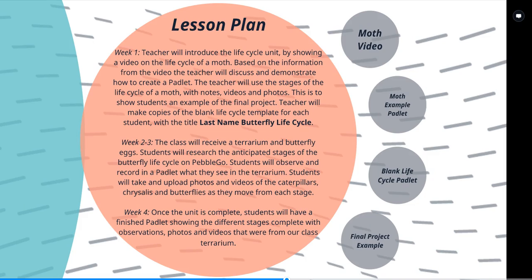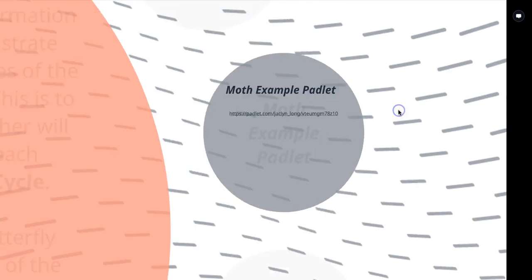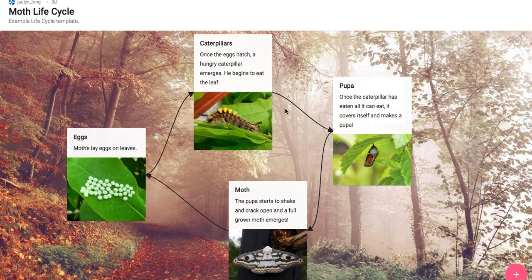And then the teacher is also going to demonstrate how to create a Padlet. The teacher will use the stages that we saw in the video of the life cycle of a moth with the notes, some other videos, and photos. And this is to show an example of the final project, and the example Padlet's right here. So this is the example moth life cycle Padlet, and it shows the different stages of that life cycle. And this also shows the expectations of what their final project should look like.